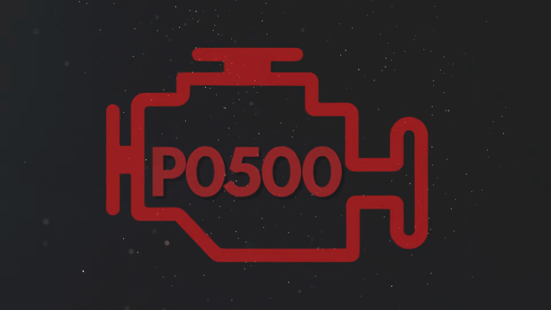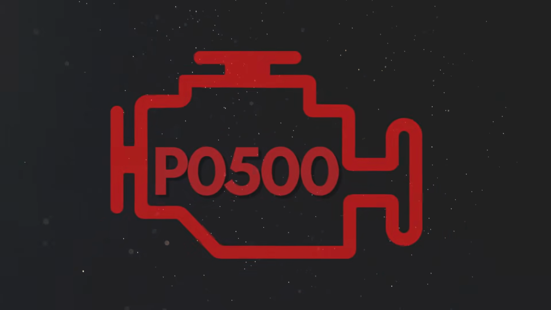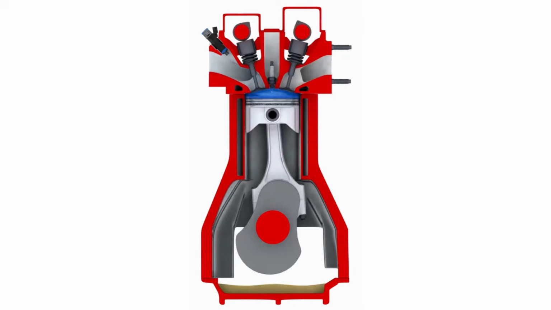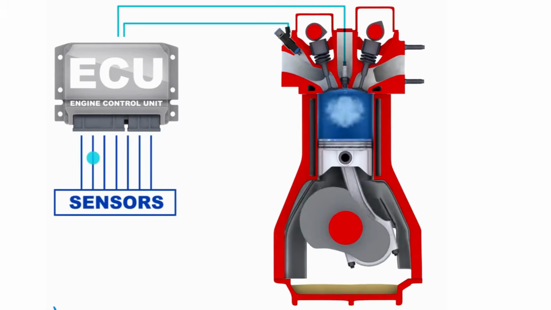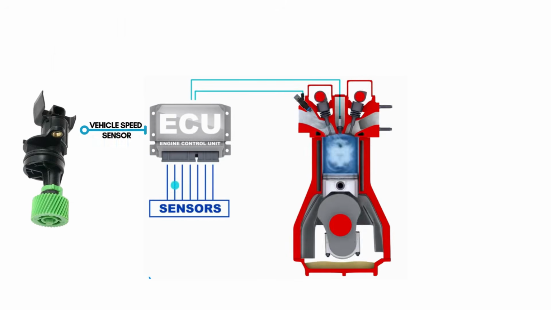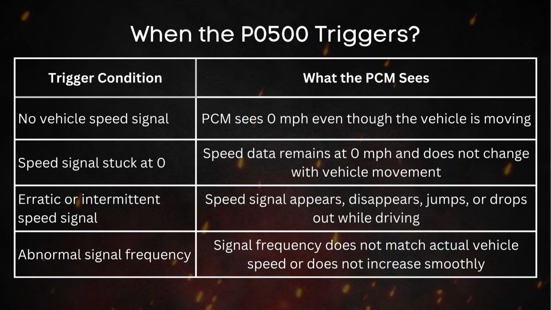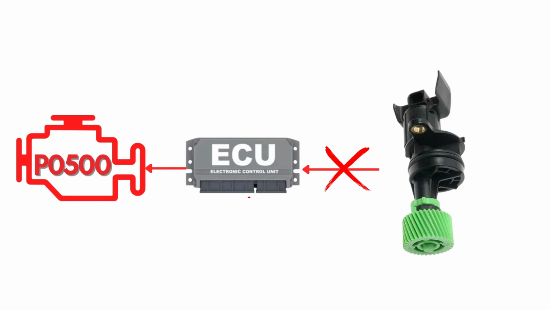Now let's talk about why the P0500 code gets triggered. The PCM expects to receive accurate vehicle speed data whenever the car is moving. That signal may come from a dedicated vehicle speed sensor, the transmission, the differential, or the ABS system, depending on the vehicle. If the PCM sees no speed signal at all, a signal that stays stuck at one value, or a reading that doesn't match the actual driving conditions, it recognizes that something is wrong. In simple terms, P0500 is triggered when the computer can no longer trust the vehicle speed signal.